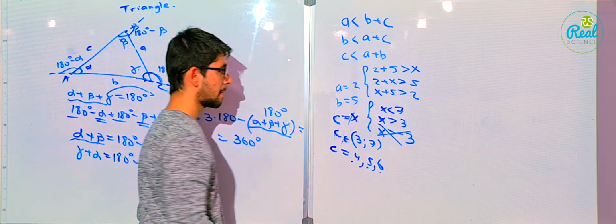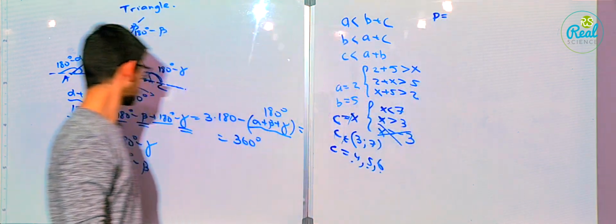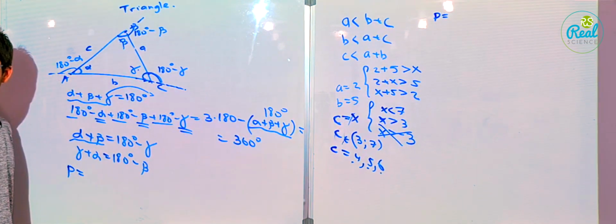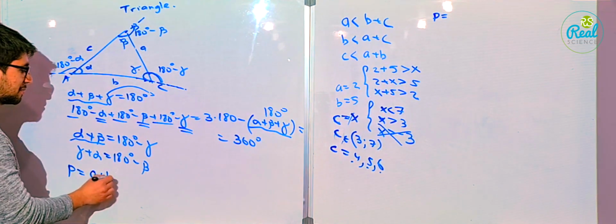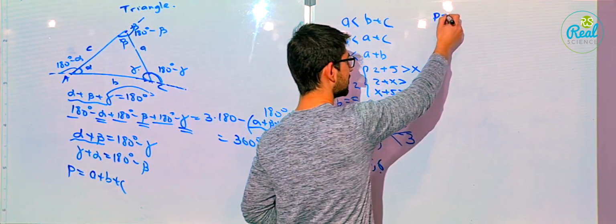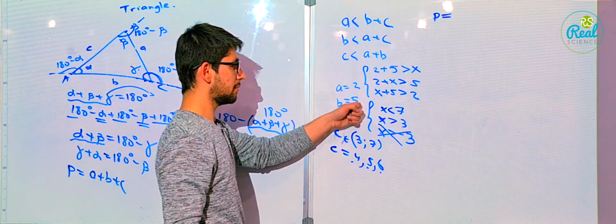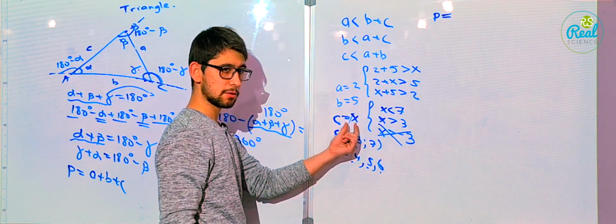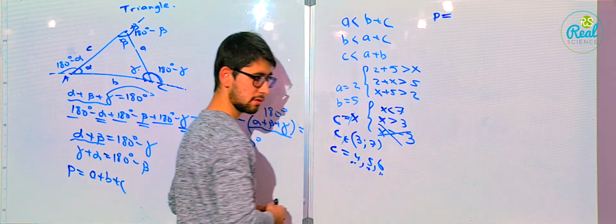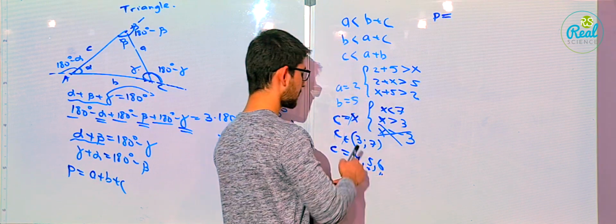So what is the perimeter of a triangle? A plus B plus C. The perimeter equals A plus B plus C. You have the respective sides 2 and 5, and you have an interval for C. So how to define the perimeter? Let's say you can choose these numbers, and you have 3 values for your perimeter.